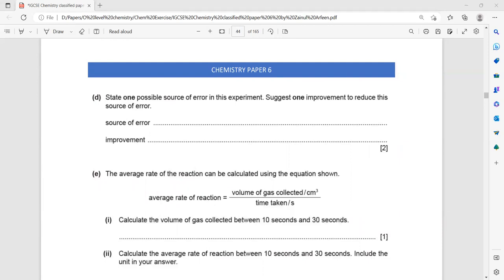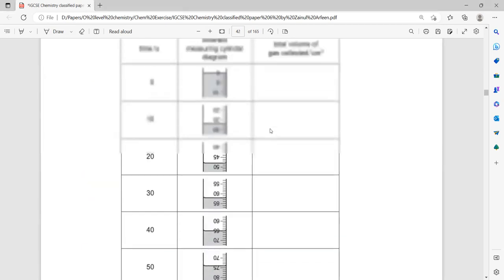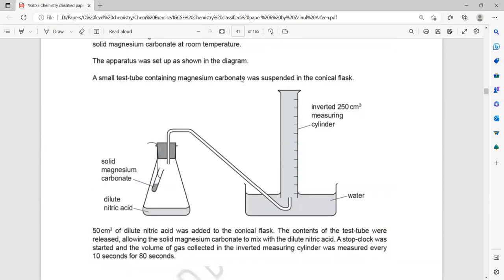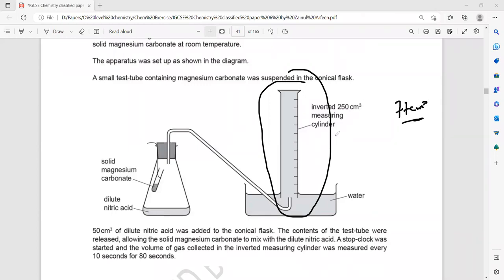As you can see in the beginning of the question, we use a 250 cm cube measuring cylinder. Like here, a 250 cm cube measuring cylinder is there. And the gas which we collected was about 77, even less than half of it. Because when you have an instrument which records a smaller value, it will be easy to read the scale. It will have greater sensitivity and reliability in terms of measurement. So instead of using 250 cm cube, we can use a 100 cm cube measuring cylinder.